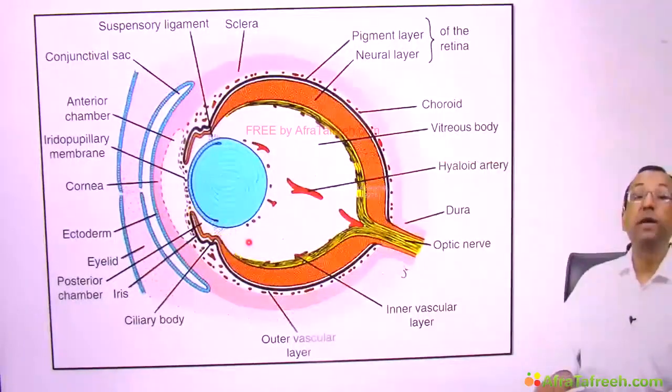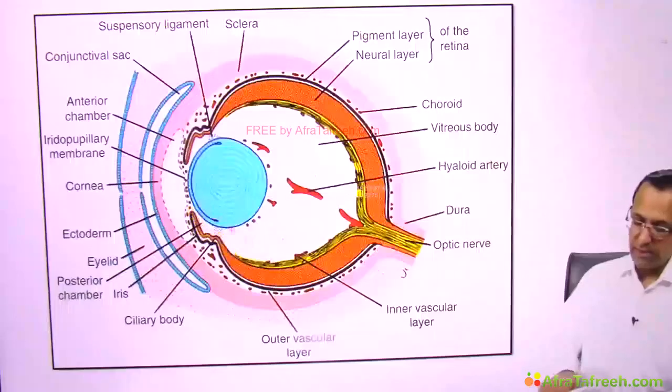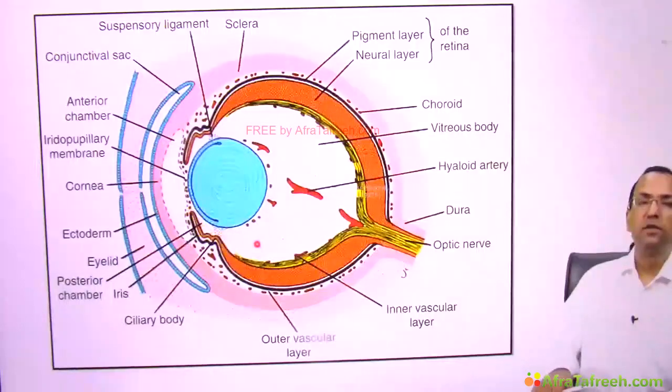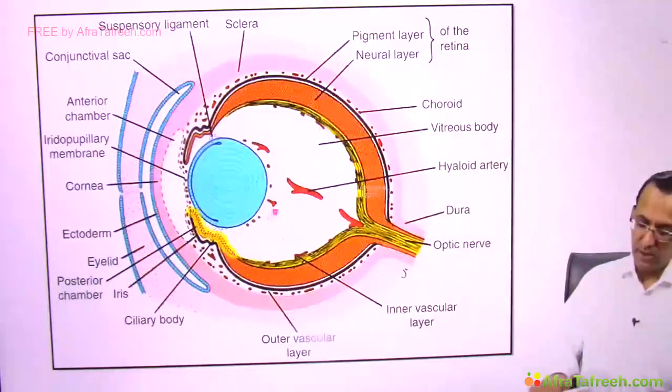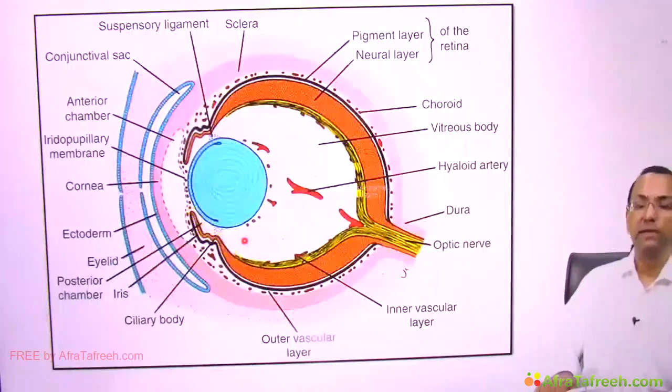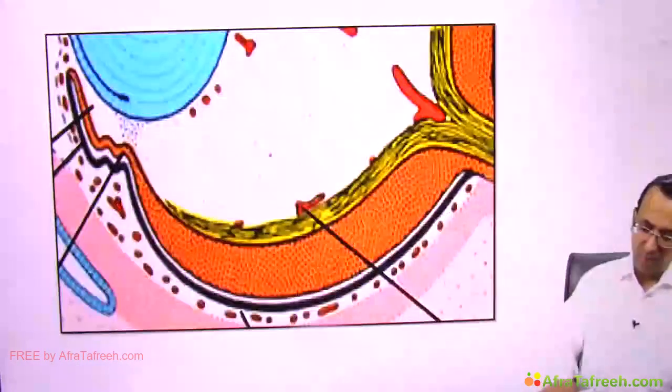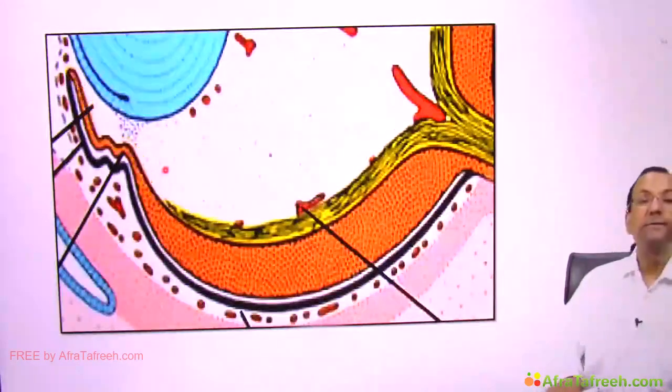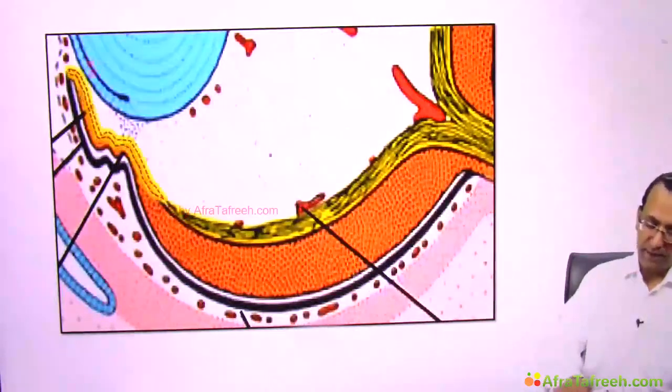Actually, the epithelium, the double epithelium. That double epithelium was further going ahead, but this was the ora serrata. At the ora serrata, the neural epithelium will stop and continue as non-neural epithelium. And then it will form the epithelium of the ciliary body and the epithelium of the iris.